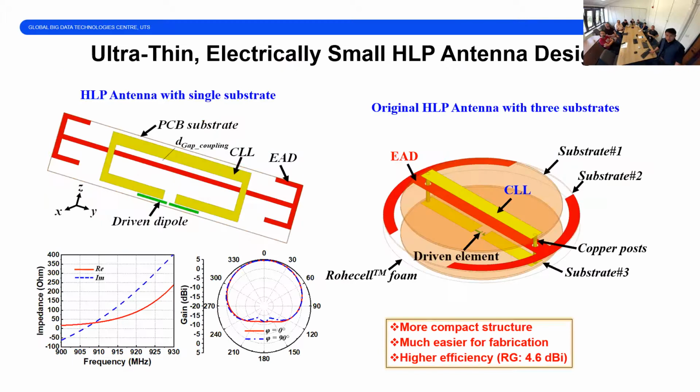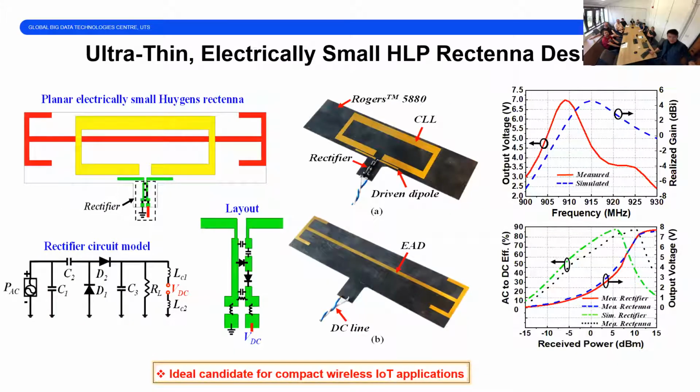And later on, we found that, in the first one, we needed 3 PCB disks to construct the whole system. Later on, we found that everything can be printed on a single PCB. So the efficiency will be further increased, and the gain will be further increased. This is the most recent design, on a single PCB. The CLL is here, the EAD is here, the driven dipole is here. So everything is very simple, but very highly efficient. It gives us a Huygens pattern. And straightforwardly, we can integrate the rectifier circuits all together on the single PCB. So everything is low cost.